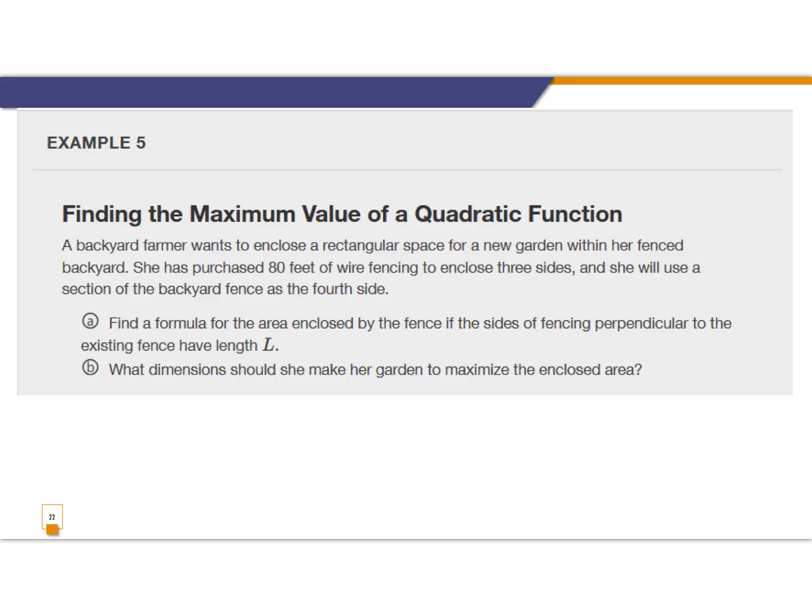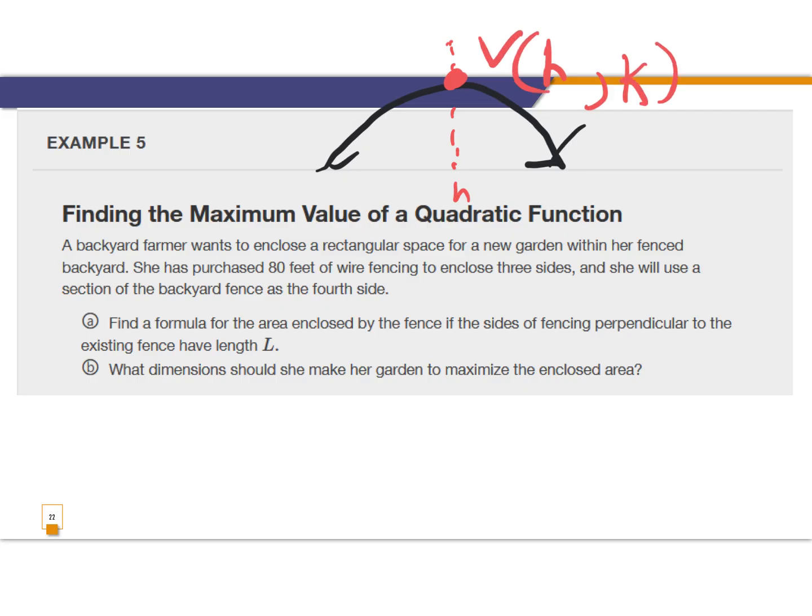And I need to remind you that the only way we would have a maximum value is if the parabola was upside down. So if it's upside down, we would have a maximum value at the very top. That would be the vertex. It happens at h, and the height of that is at k. That's called your vertex. And so that's what I'm expecting to find, that I have an upside down parabola once I set this up.